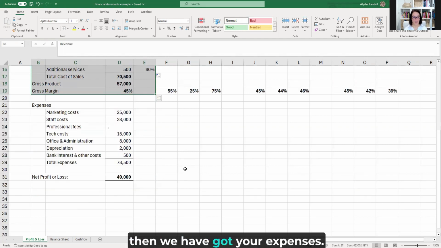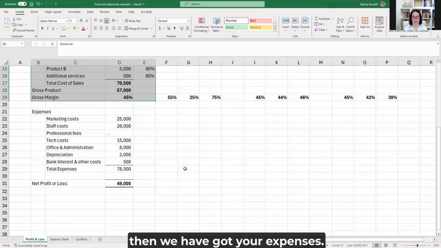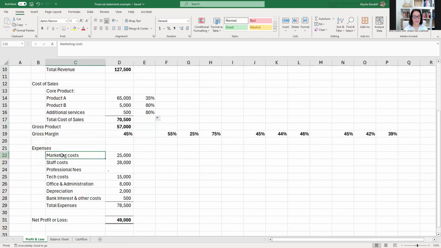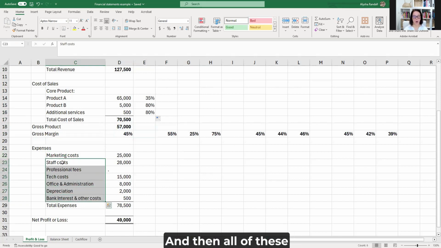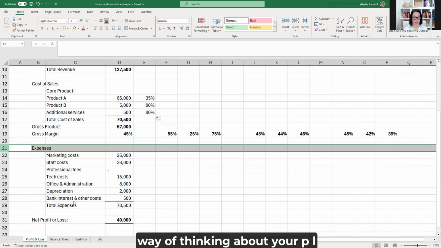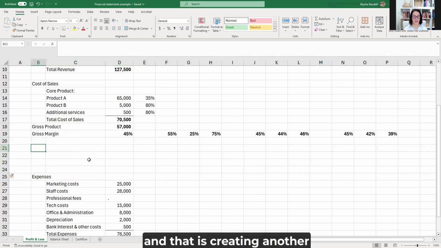Then we have got your expenses. So the first one is your marketing costs, and then all of these kind of costs you understand. They're quite straightforward. There's nothing too crazy in there. But I will go through another way of thinking about your P&L, and that is creating another subtotal within your P&L.